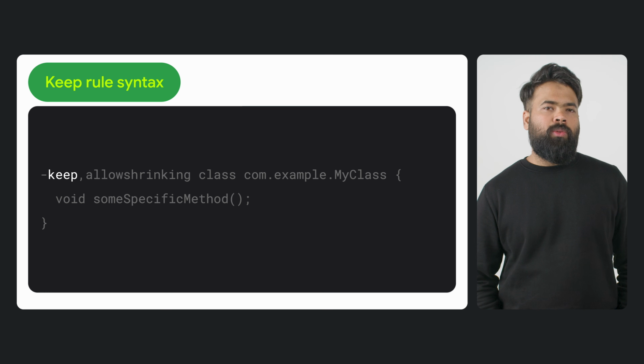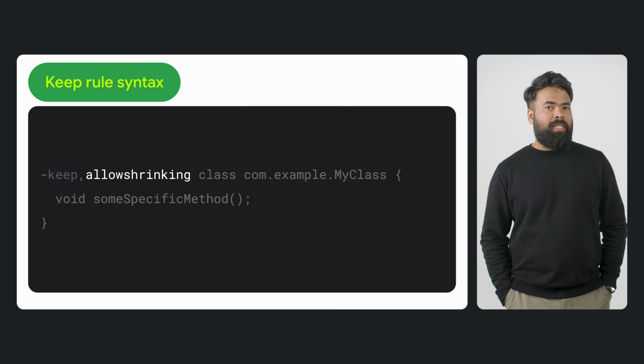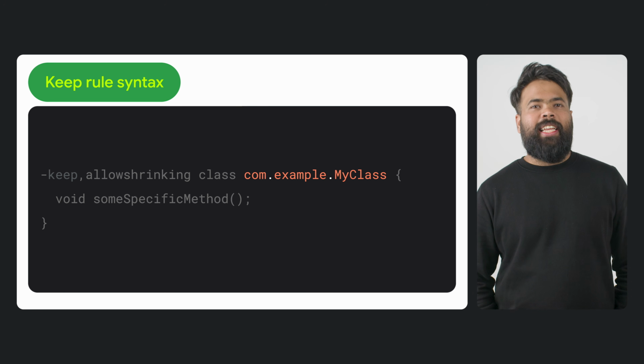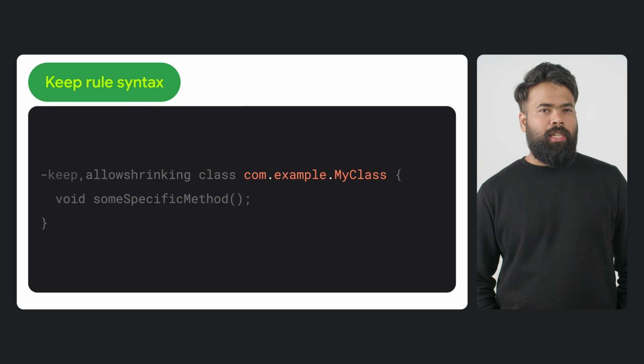A keep rule starts with a hyphen, followed by a keep option, which is the main command. The keep option defines the scope of what to retain. The keep command tells R8 to preserve both the class and its members. While these commands work by themselves, you can add one or more comma-separated modifiers. Next is a class specification. This defines the scope that the rule applies to.